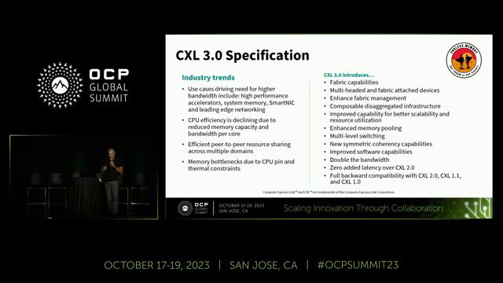So when we were done defining 2.0, there were still a lot of use cases, a lot of interest in going beyond what was defined in CXL 2.0. And those usually start with, you need higher bandwidth, you need high performance accelerators to be connected, provide more scaling for those accelerators, and you're also looking at more efficient peer-to-peer resource sharing.